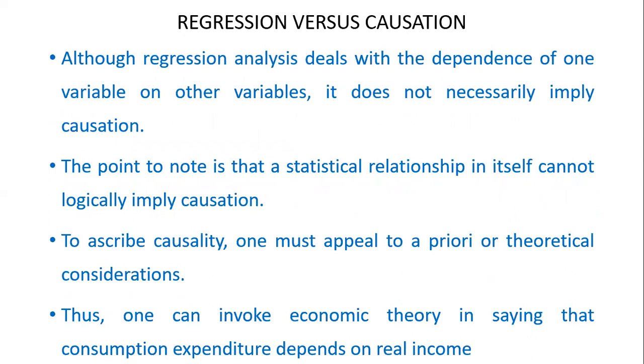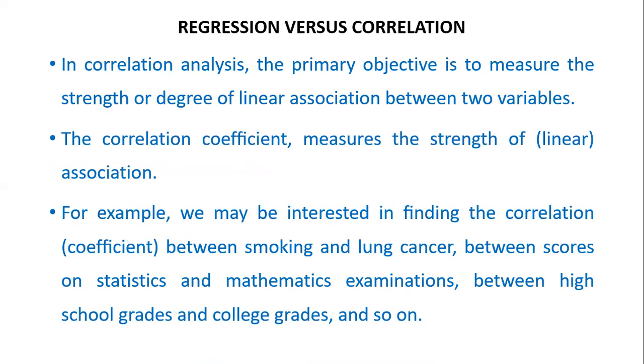Now, regression versus causation. Although regression analysis deals with the dependence of one variable on other variables, it does not necessarily imply causation. The point to note is that a statistical relationship in itself cannot logically imply causation. To ascribe causality, one must appeal to a priori or theoretical considerations. Thus, one can invoke economic theory in saying that consumption expenditure depends on real income or disposable income.